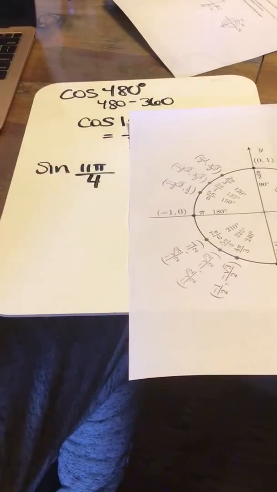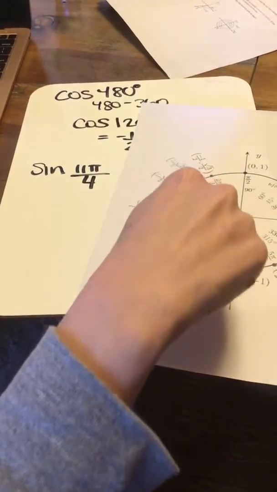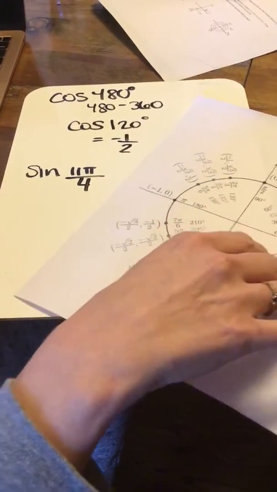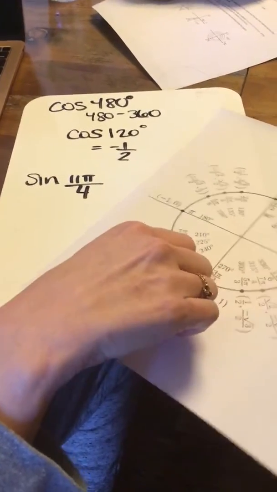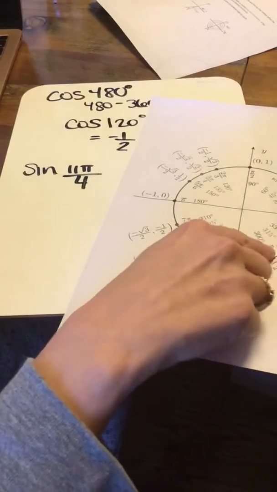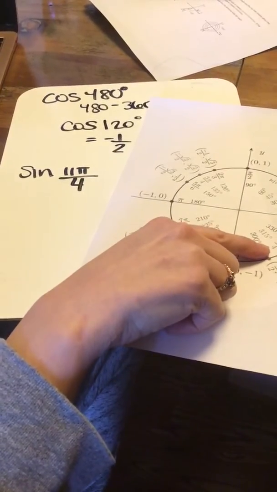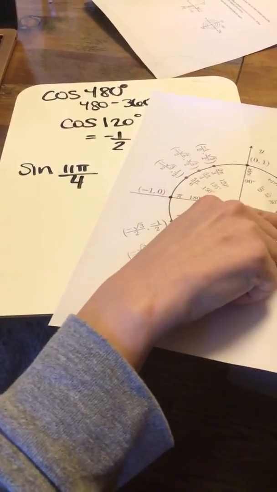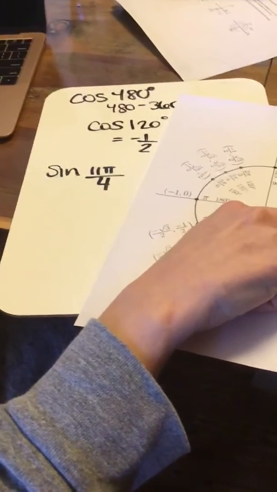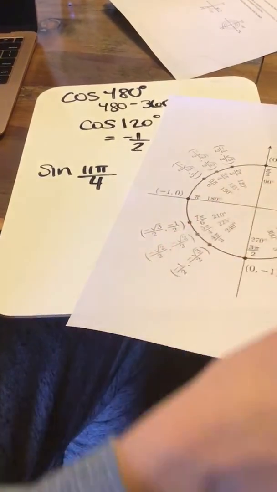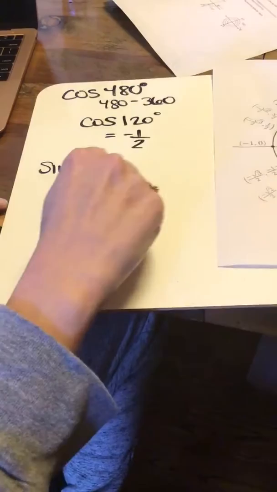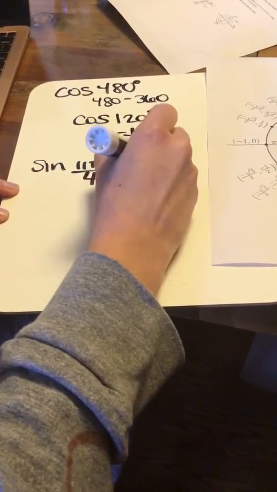First thing I do is I look to see if 11 pi over 4 is on the unit circle. When I look here, I see things with 4s underneath them, and the biggest one that I see is 7 pi over 4. Because think about it, a full circle is 2 pi, so that would be 8 pi over 4. So again, this is too big. I know I need to go down, so I need to subtract 2 pi from this. I need to take a whole circle away.